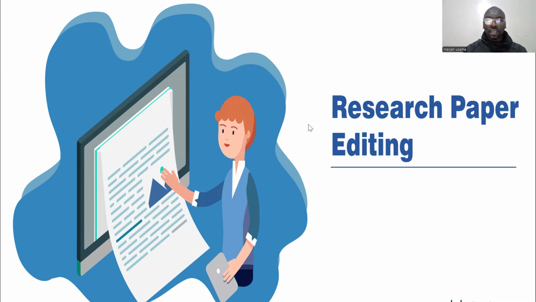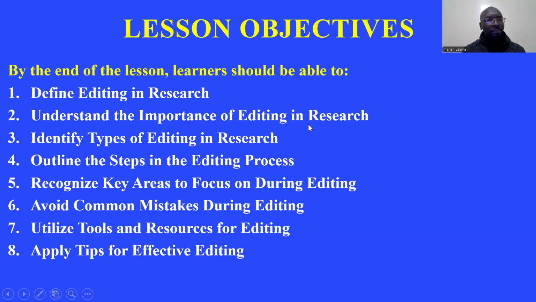So our lesson objectives today are: by the end of the lesson, learners should be able to define editing in research. That is, what is editing in research? Number two, understand the importance of editing in research. Number three, identify types of editing in research. Four, outline the steps in the editing process.